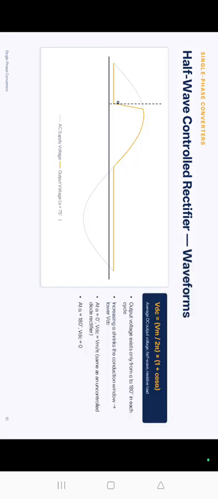Next one is the half wave rectifier's waveform. This is the waveform of the half wave rectifier. It gives output only in one half cycle.